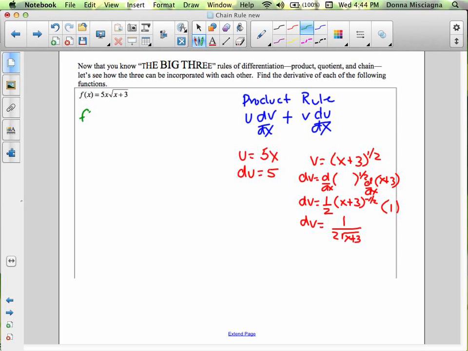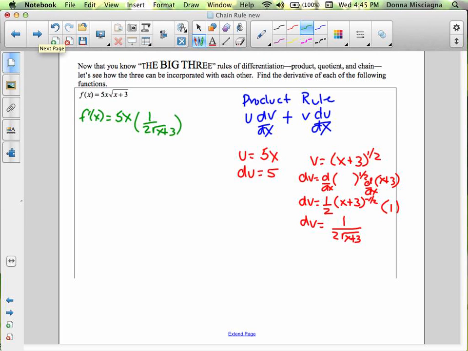So f prime of x is going to be the 5x times the derivative of the square root of x plus 3. So that's going to be the dv there. So that's going to be times 1 over 2 square roots of x plus 3.